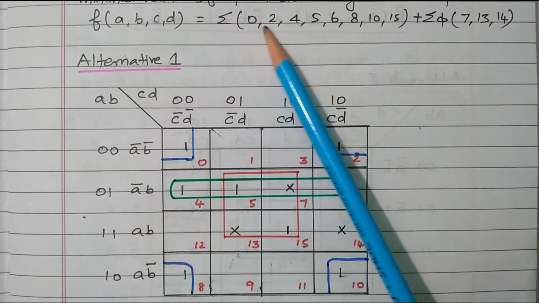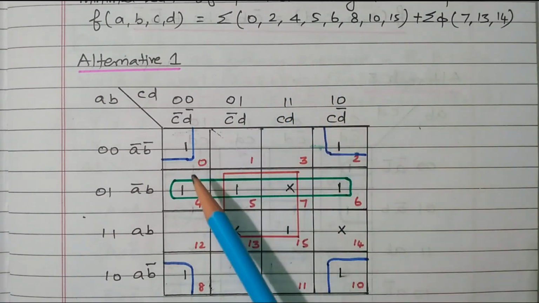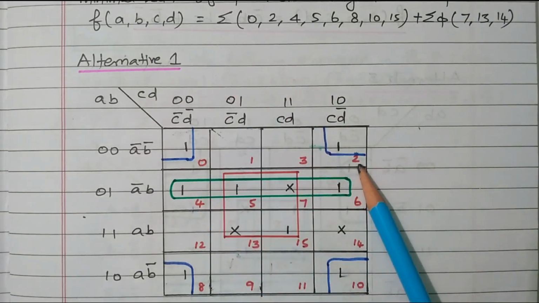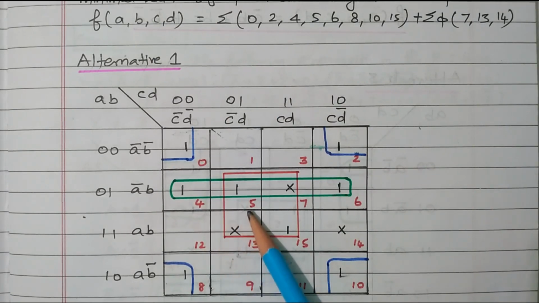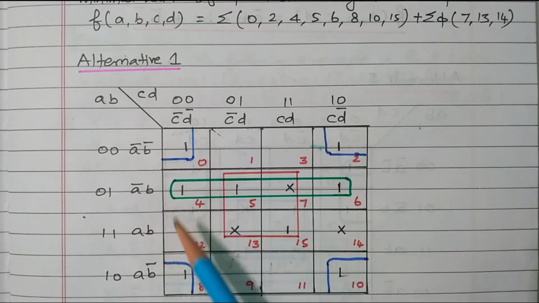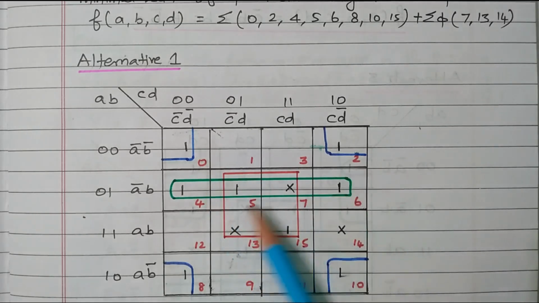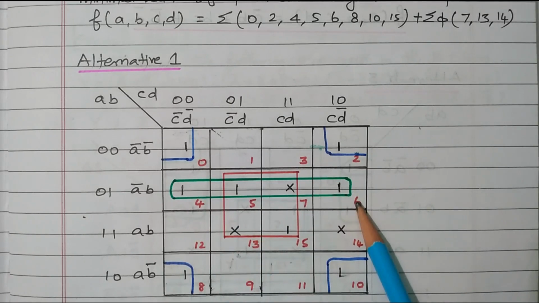There are 8 min terms available, so we mark them. 0 is marked as 1, then 2, 4, 5, 6, then 8, 10 and 15. These are all marked as 1. What are the min terms? 0, 2, 4, 5, 6, 8, 10 and 15. These 8 min terms are marked.